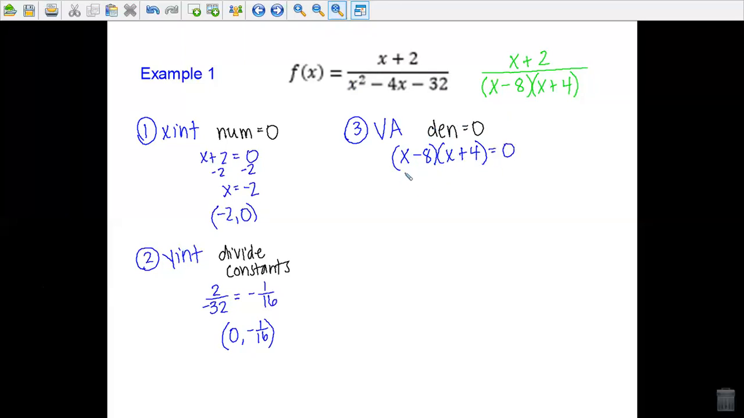All right, so that means I have two options. X minus 8 can be 0. X plus 4 can be 0. Add the 8, and we get x equals 8. Subtract the 4, and we get x equals negative 4. All right, you leave your vertical asymptotes as x equals, right? Because that's how you write the equation for a vertical line. So my answer, I have two answers, x equals 8, x equals negative 4.